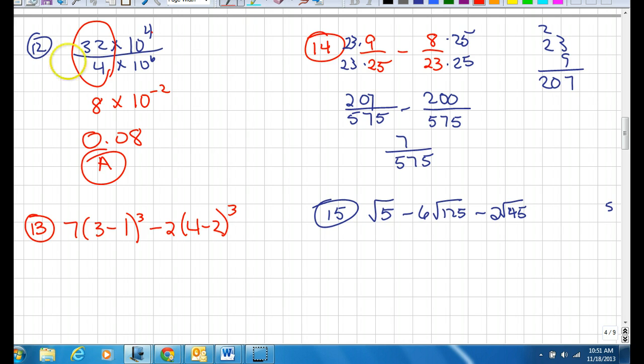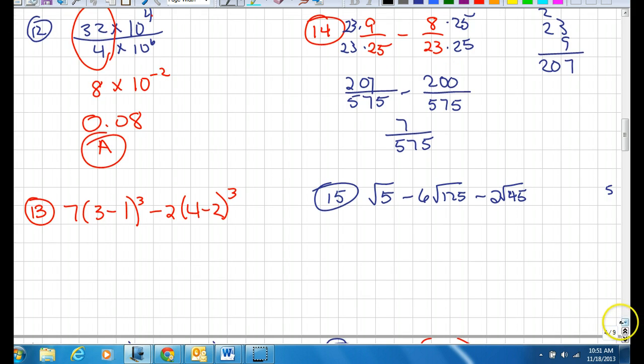All right, on this number 12, we have 2 scientific numbers that we need to actually divide. So the first thing you're going to do is take this circled area and divide that part. So 32 divided by 4 was 8. And then the exponents, you're going to take 4 minus 6. And that's how I got negative 2. Okay? But if you notice the answers on this, it's in decimal form. So if I have negative 2 on there, that means I'm going to have 2 zeros in front of the 8. And put a decimal between the first 2 zeros. Okay, so that should be A on that review.